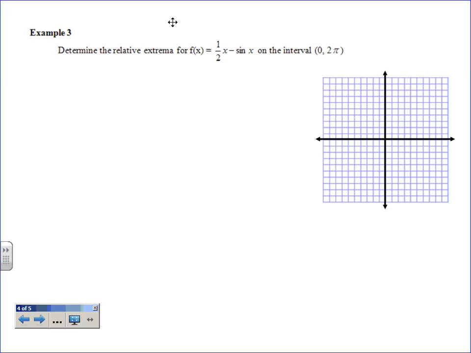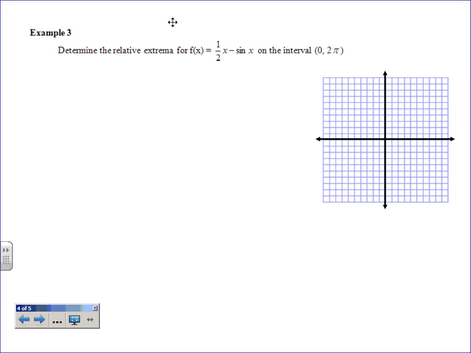Relative extrema. If we're looking for relative extrema, we have to first look for critical values because those are places that it can change. And so if we're looking for critical values, we want to find out. Now notice I said just on the interval 0 to 2 pi. Why do you suppose I would do that?